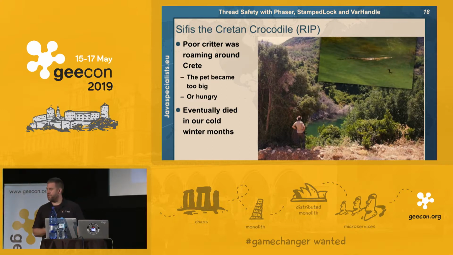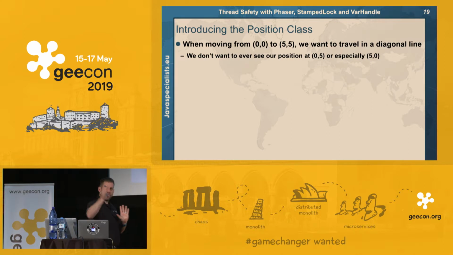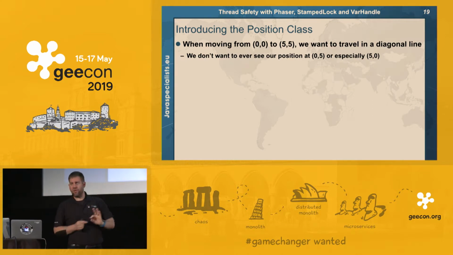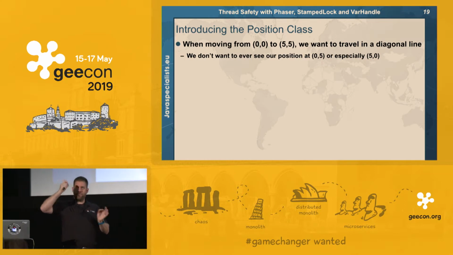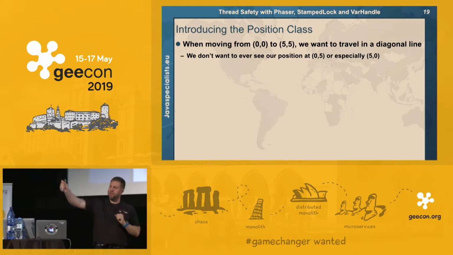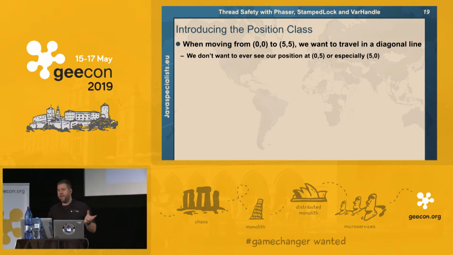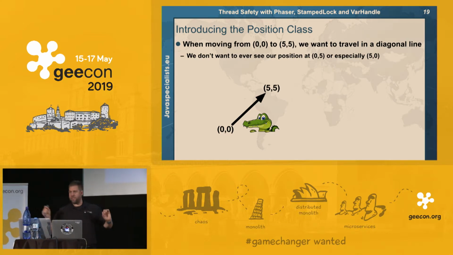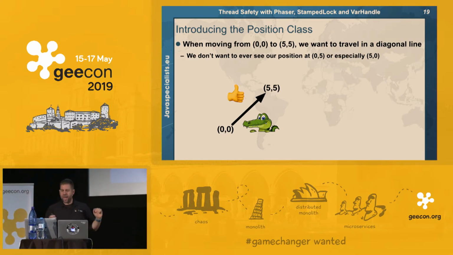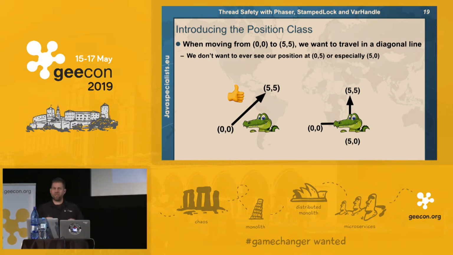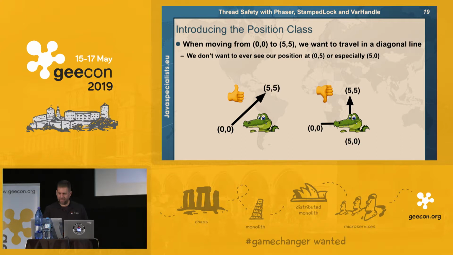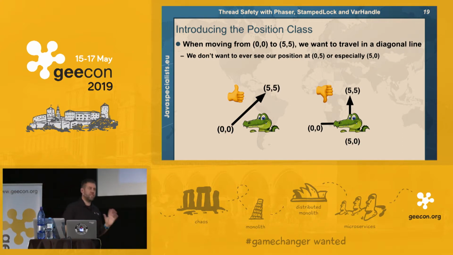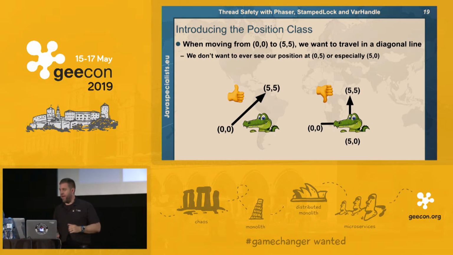Now, how is this relevant to StampedLock? Well, let's say I want to move from one position to another. I want to move from 0, 0 to 5, 5, diagonally. So we don't ever want to be in a position where we become crocodile food. So this is good. Cephas is down there, and we're going from 0, 0 to 5, 5. We're all happy. But if we accidentally see an intermediate state of 5, 0, we become crocodile food, which is not so pleasant, I believe. Never tried it, but I don't think it's nice. So that's what we want. We want to make sure that we never see the intermediate state that might be invalid.